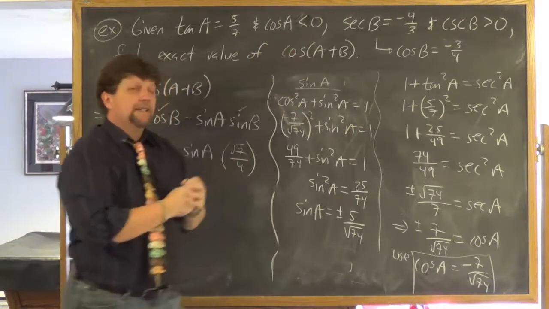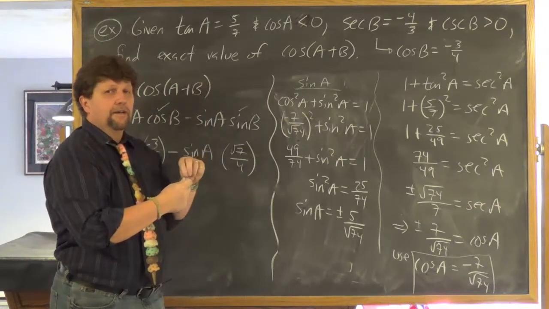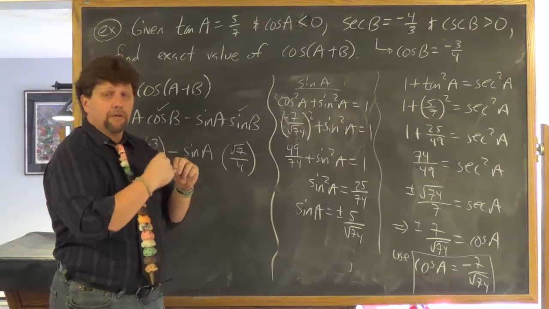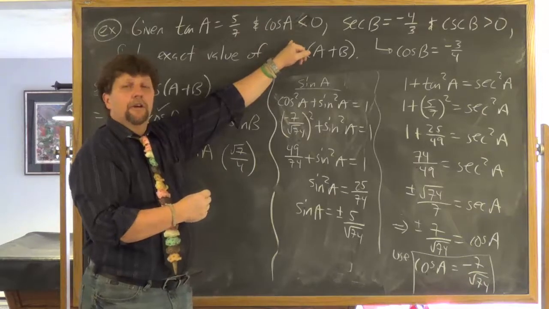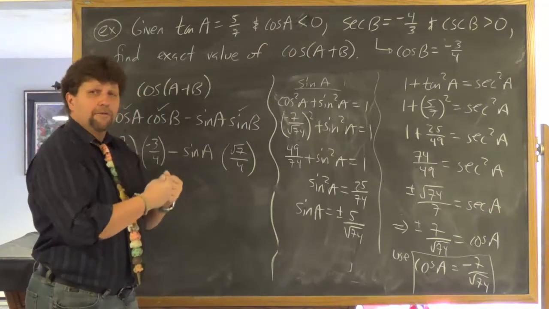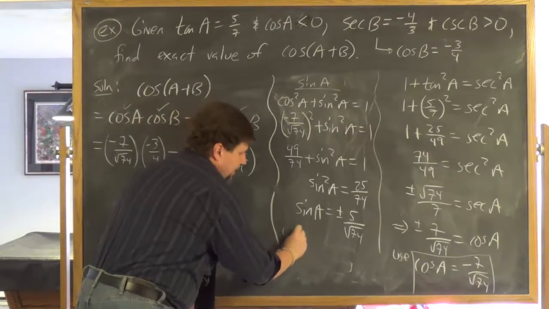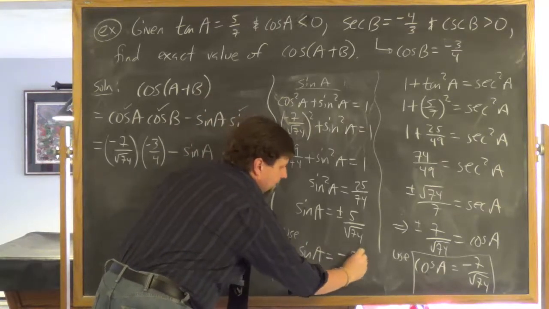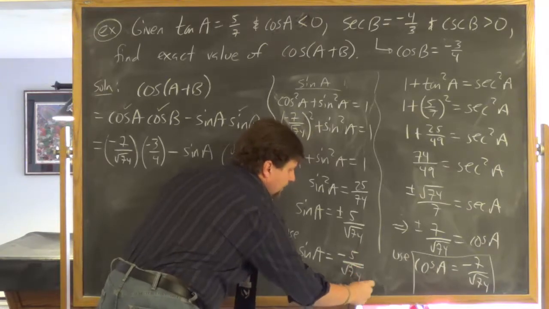We also know cosine is negative. Cosine is negative in quadrants 2 and 3. Looks to me like angle A must be in quadrant 3, because that's where tangent's positive and cosine is negative. So since A is in quadrant 3, I know sine is negative. Sine is negative in quadrant 3.